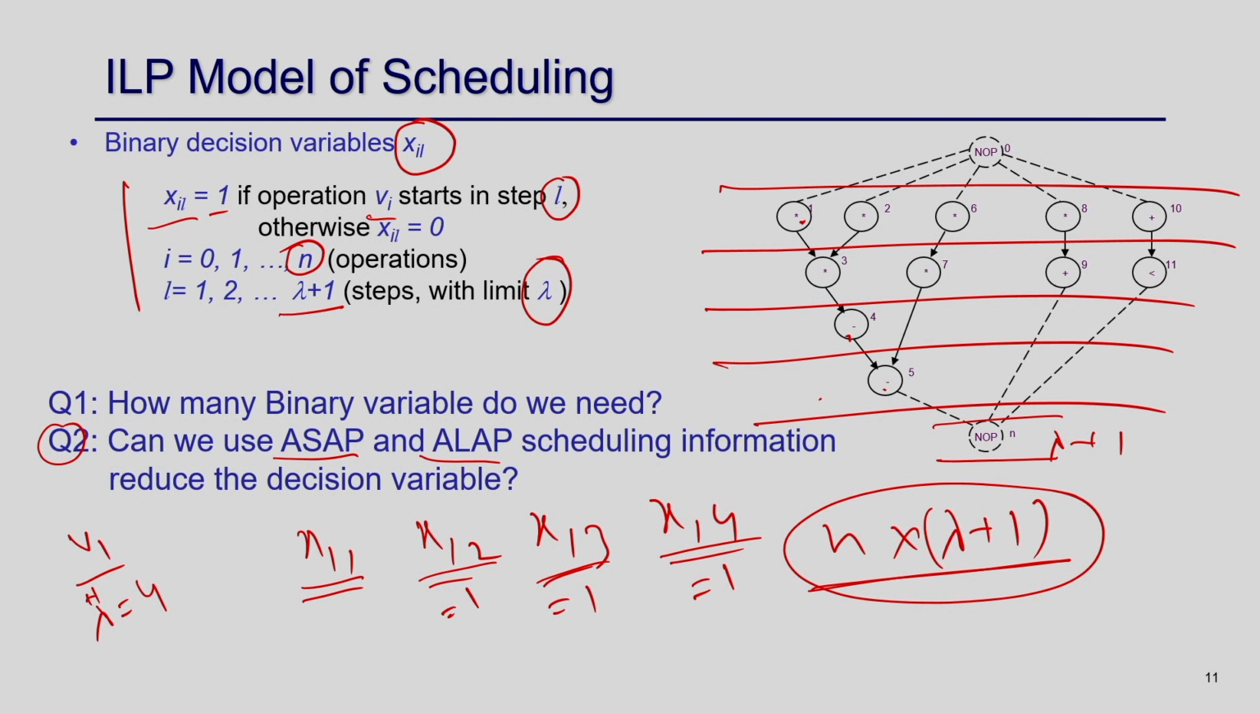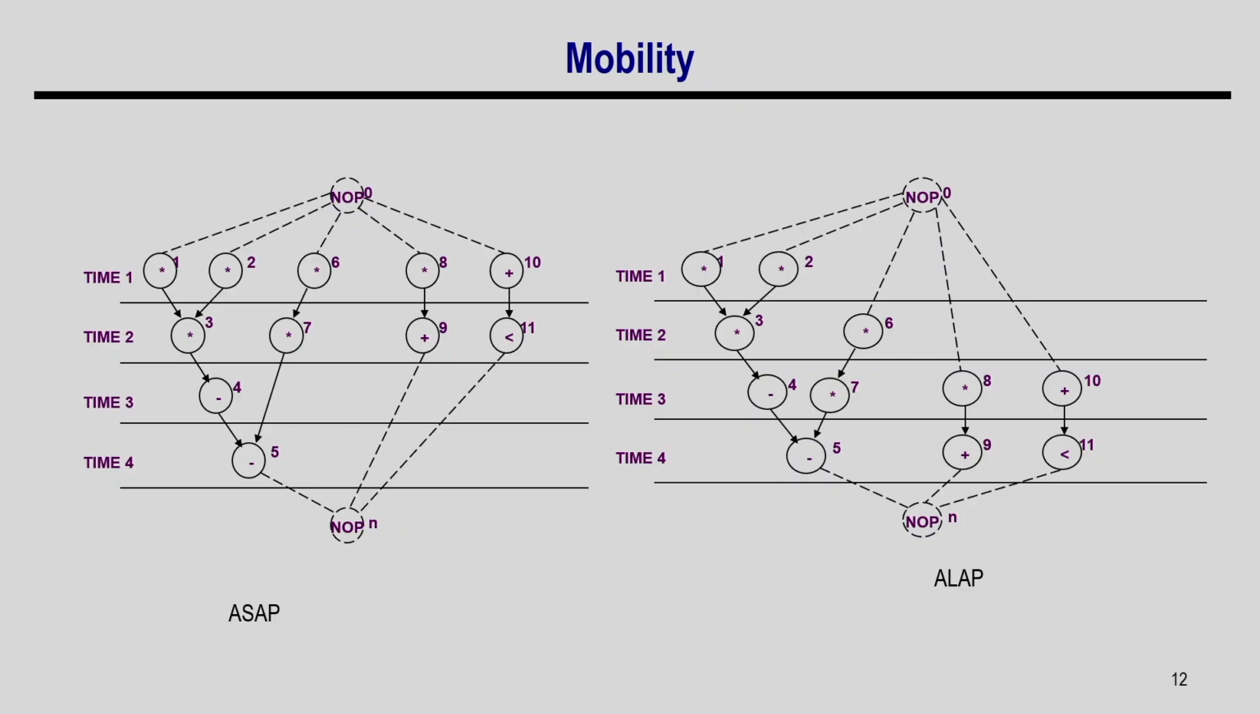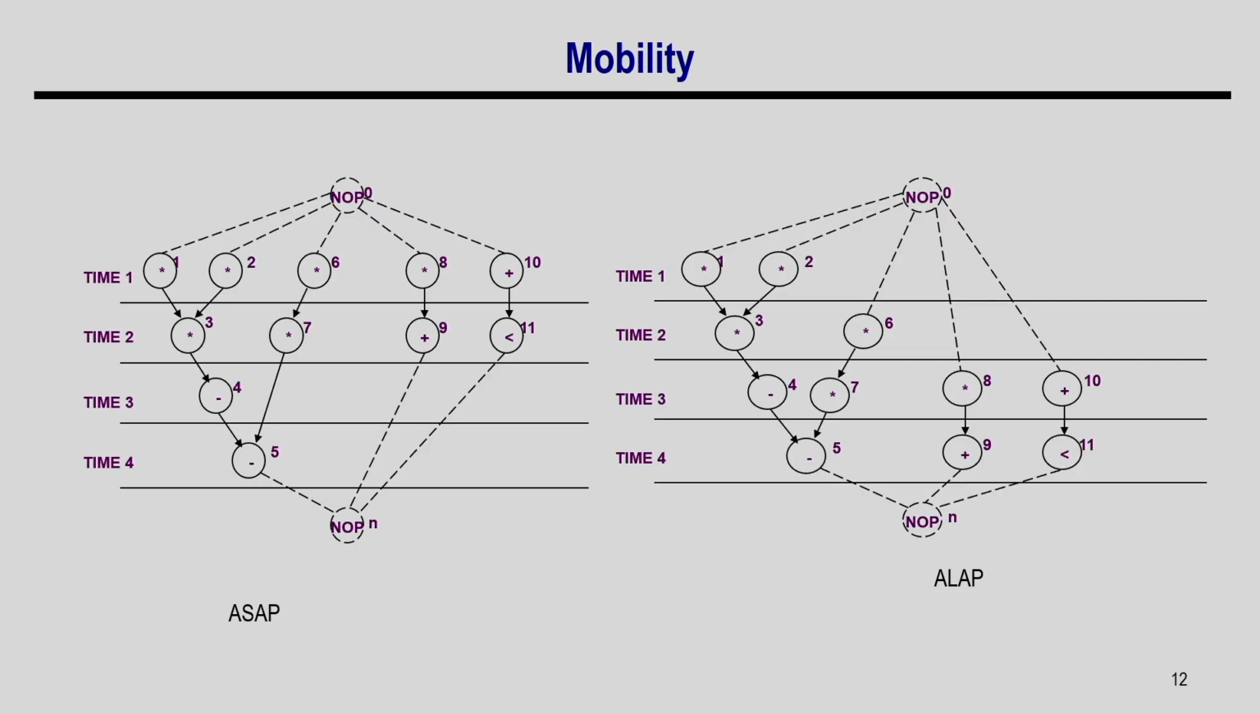A variable cannot be scheduled in any timestamp, but rather within a span, and that span can be identified by the ASAP and ALAP schedules. ASAP is as soon as possible, an unconstrained schedule. Whenever the predecessor operations, the operations on which it depends, are already scheduled, it schedules the operation. If you take that particular graph and do an ASAP, you will get this solution.